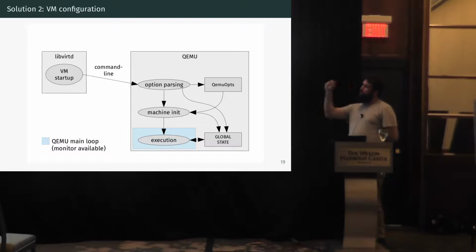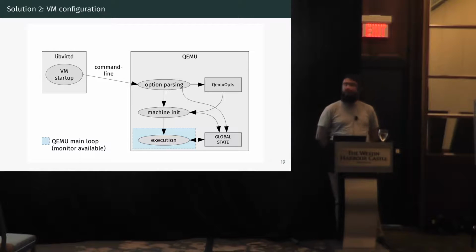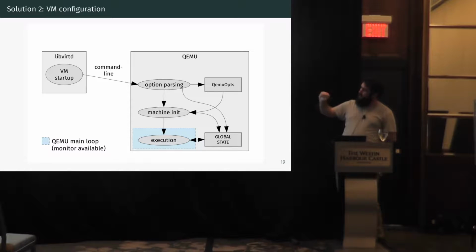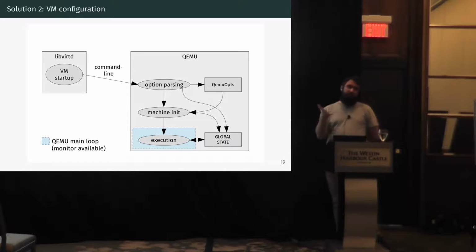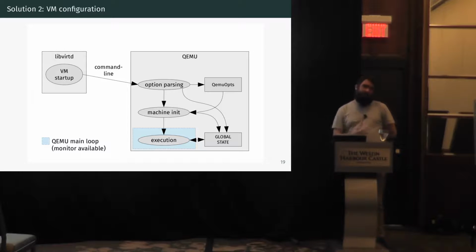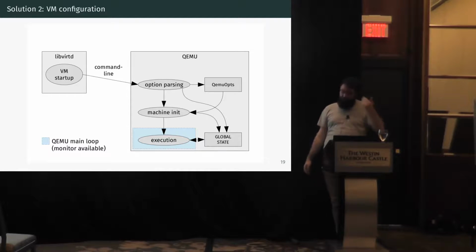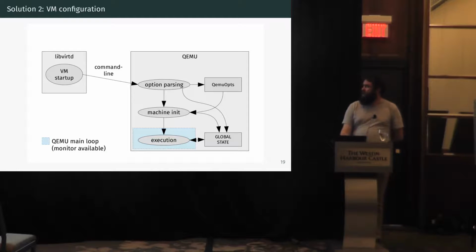Basically, when QEMU is started, it's going to parse the options, initialize the machine, and then execute it in the QEMU main loop. Only when you start the execution phase is the monitor going to be available for querying. So that's too late to ask questions that would allow you to configure the machine correctly, because the machine is already initialized. Another issue is that all these steps set global variables everywhere instead of having a single place where everything is configured. But that's something we need to address.